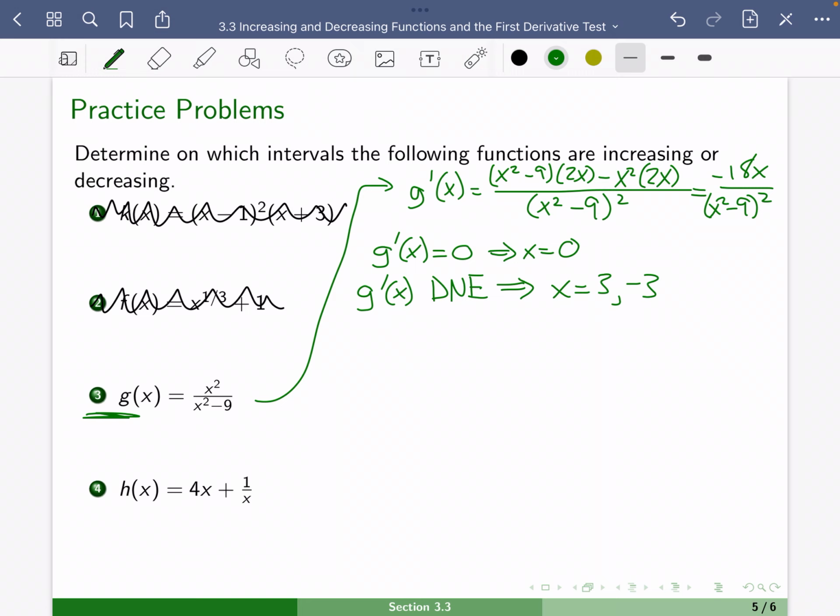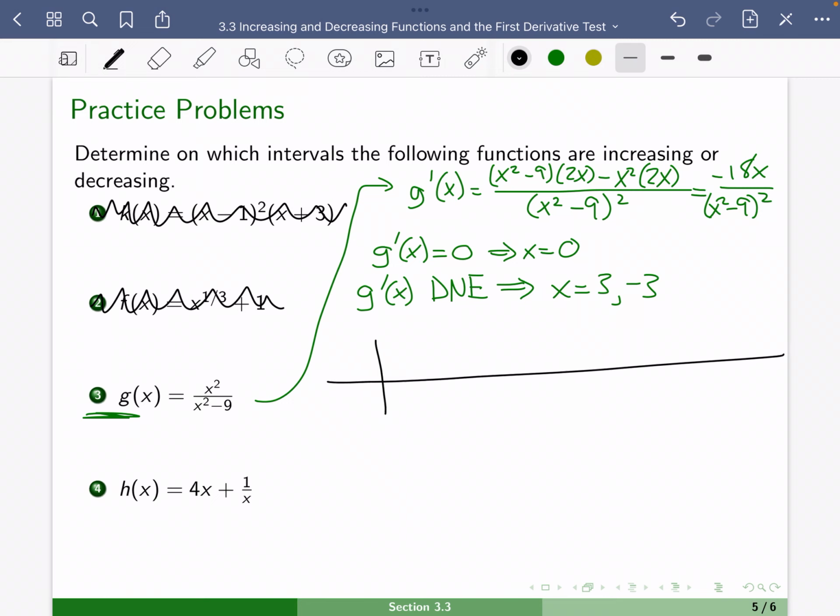Now, I will mention here real quick, those are not critical numbers. Why are they not critical numbers? Well, they're not critical numbers because they were not in the original domain of the function. So those are points of discontinuity. Those are going to be vertical asymptotes. Those are not critical numbers. But we still need to split up our sign chart at those points.